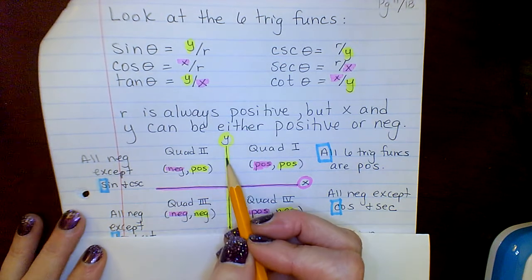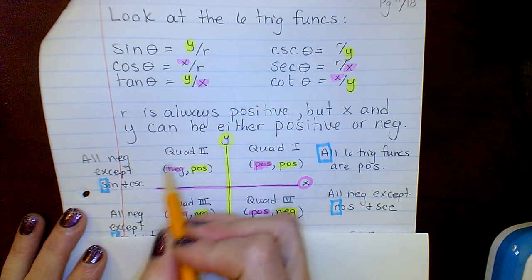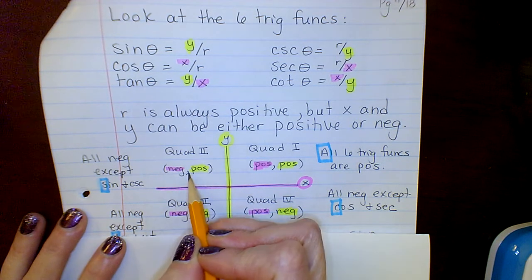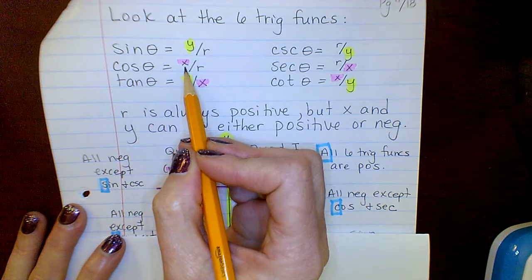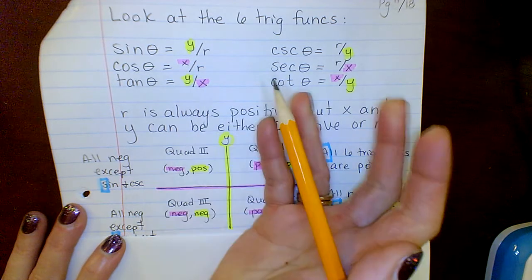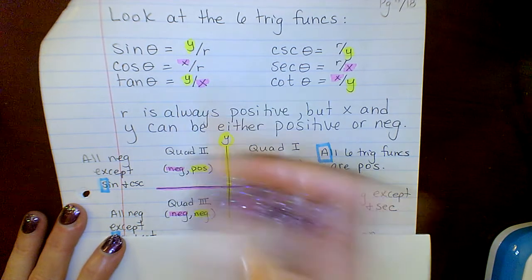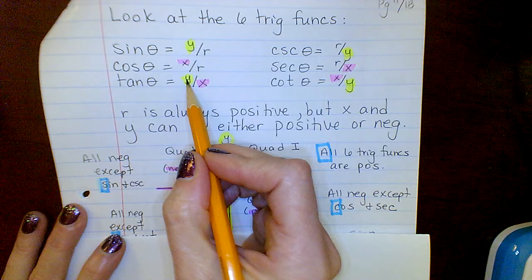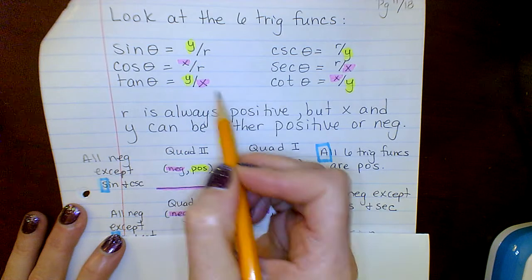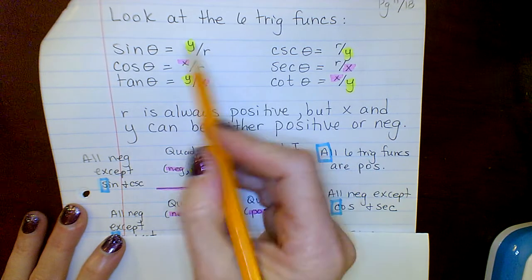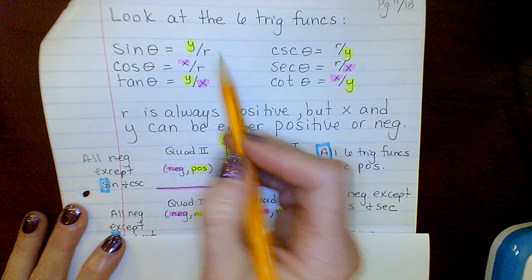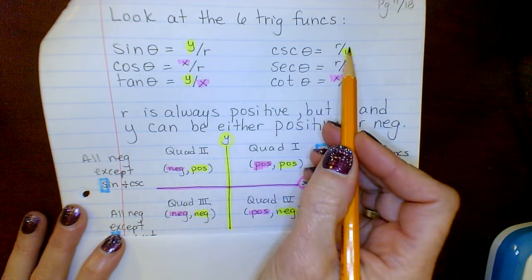In quadrant 2, you'll see that the x is negative. That means that the cosine function is going to be negative over positive, which is negative. Its reciprocal is going to be negative. Tangent is going to be positive over negative, which is negative. So is its reciprocal. Sine is the only one that's going to be positive. Well, that and its reciprocal function.